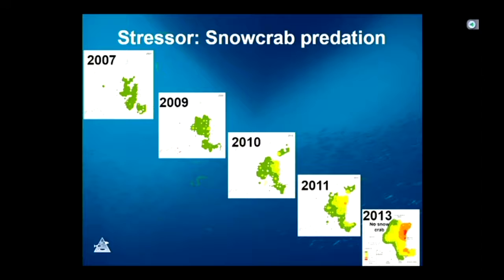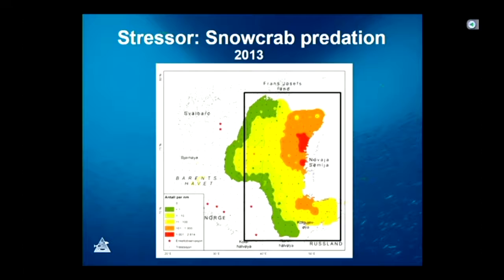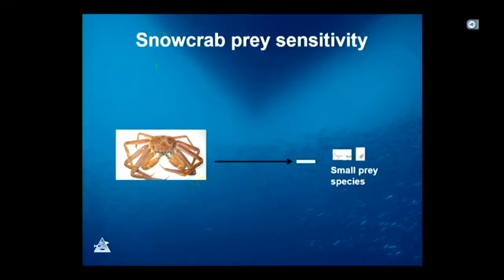So let's look at the third stressor. In this case, we look at the snow crab, which is a new species within the Barents Sea and is eating prey from the seabed. It's particularly in the eastern part of the sea that we have the spreading of the snow crab today. And it is small prey species that the snow crab is eating.